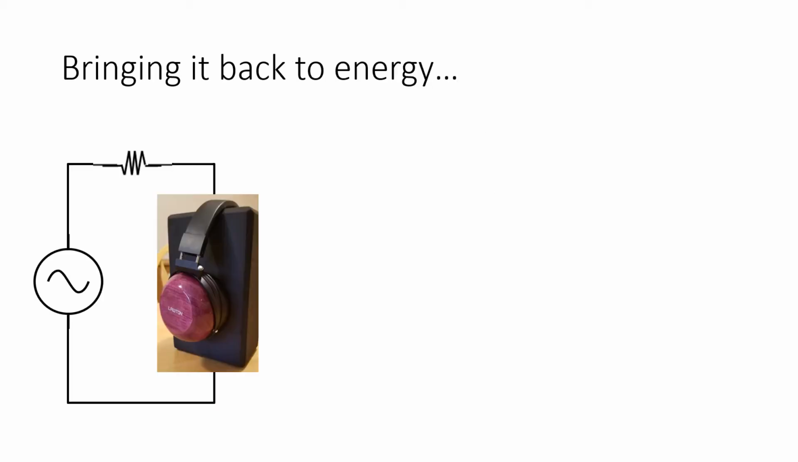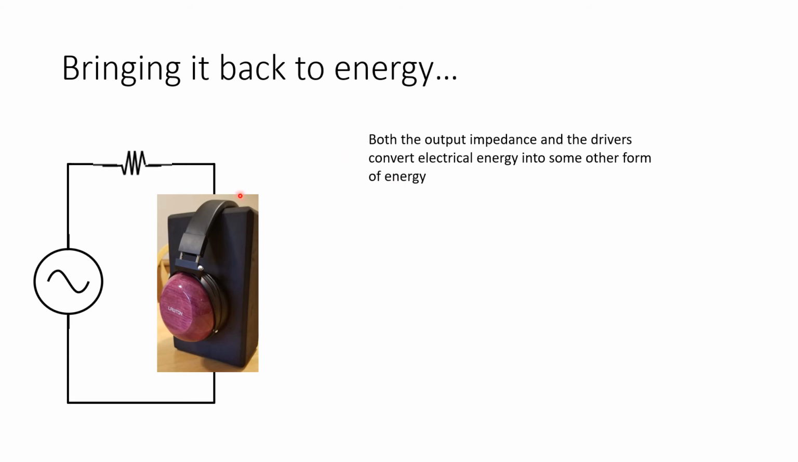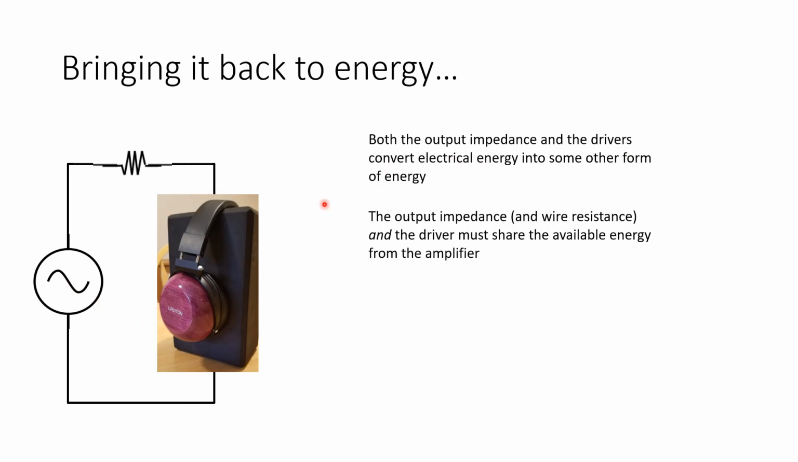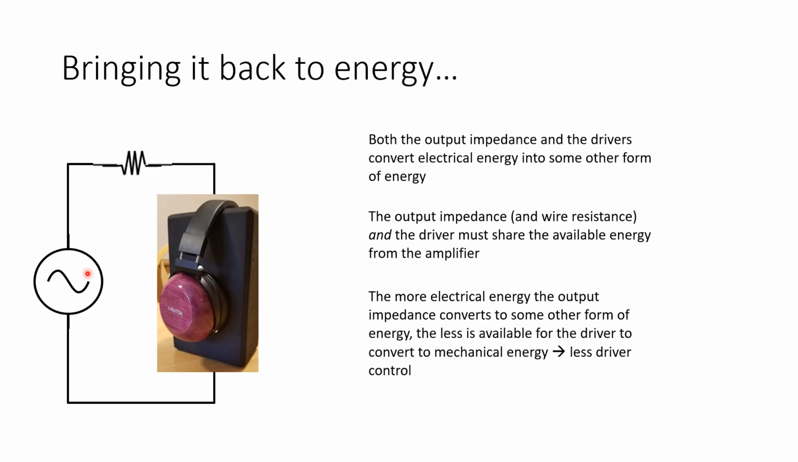Okay, so again, back to this energy framing. Said this already a little bit, but just to go through it again here, both the output impedance of the amplifier and the driver will convert some of the electrical energy into another form. All right, and then the output impedance and the driver must share the available energy from the amplifier at any given moment in time. And that means that the more electrical energy the output impedance converts to some other form, and usually the output impedance is going to convert that to thermal energy, which we will feel as heat, then the less available energy there is for the driver to convert the electrical energy to mechanical energy. And thus, you have less driver control.